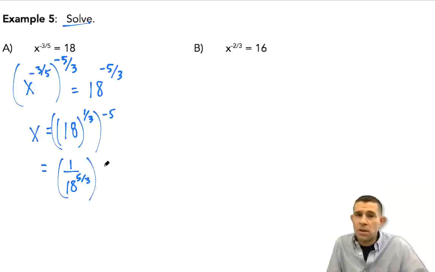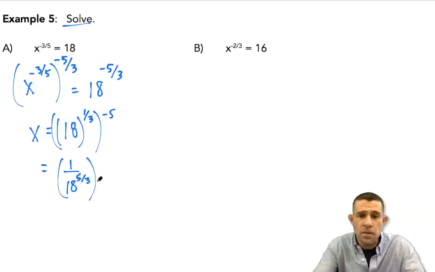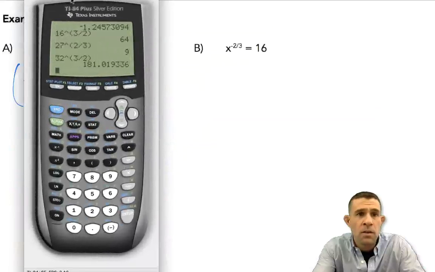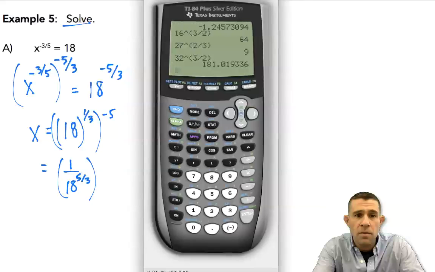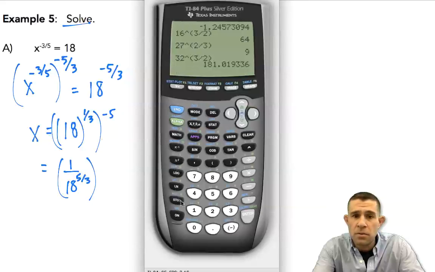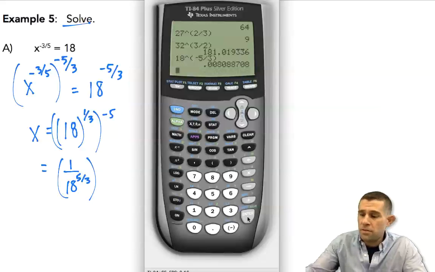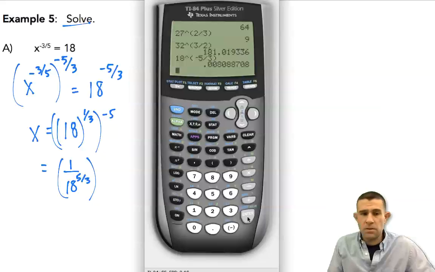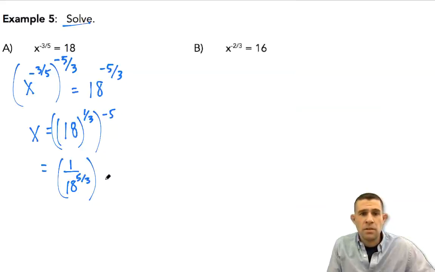So we're going to show you how to do this here on your graphing calculator. This is one that you're going to want to use to help you along. So if we're going to say that x is equal to 18 to the negative 5/3, then you can simply type in 18, raise it to the power of negative 5 divided by 3, and your calculator will return that answer to you, 0.008. So this is equal to 0.008.